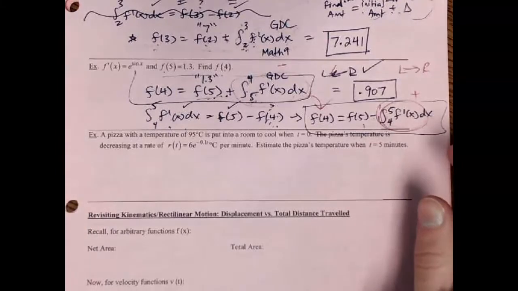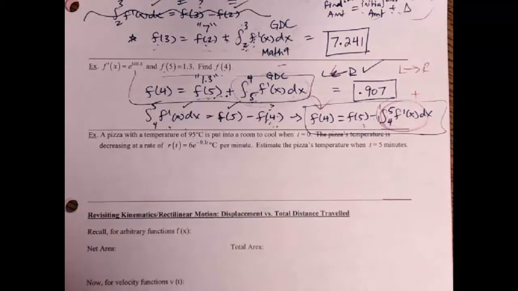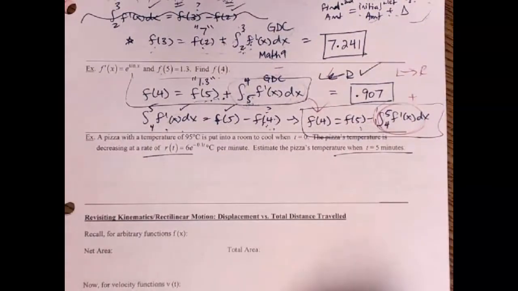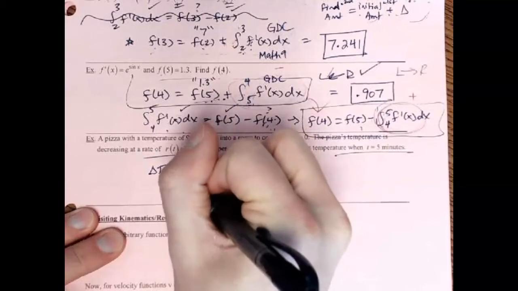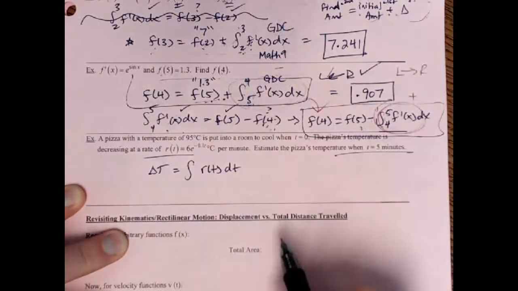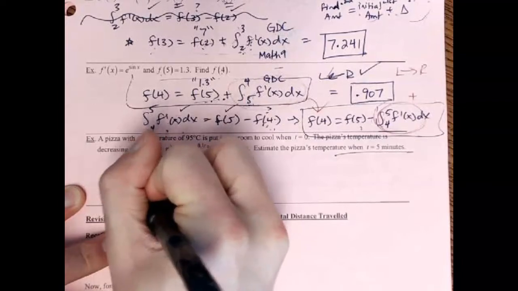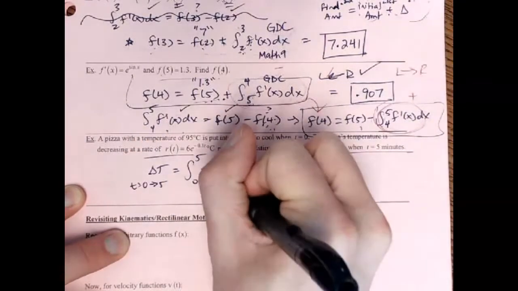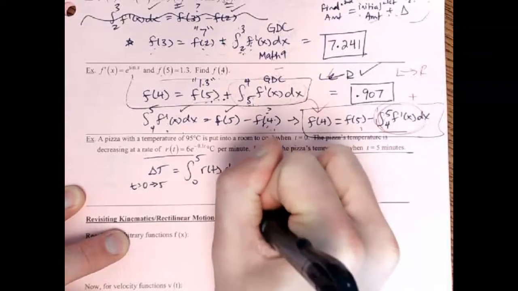Okay, we're doing okay. A pizza with the temperature of 95 degrees is put into a room to cool. The pizza's temperature is decreasing, so it gives me the rate function. Estimate the pizza's temperature at this time. Okay, so here we go. I know the change in the temperature is going to be the integration of the rate of change, and I want the change in temperature from 0 to 5. So I'm going to integrate from 0 to 5, and then we could Math 9 this with my graphing data calculator.